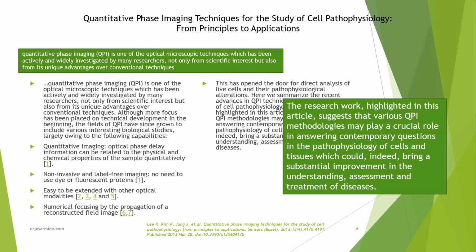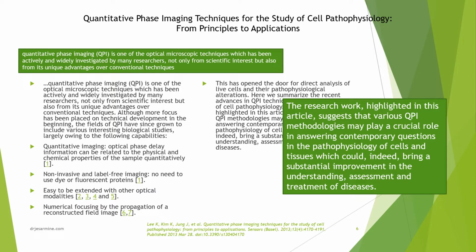In the study Quantitative Phase Imaging Techniques for the Study of Cell Pathophysiology, the authors explained that quantitative phase imaging, or QPI, is one of the optical microscopic techniques, and it's being investigated and widely utilized throughout the scientific community, generally because it's easy to use, it's accurate, and we don't have to use dye or fluorescent proteins, stuff like that.